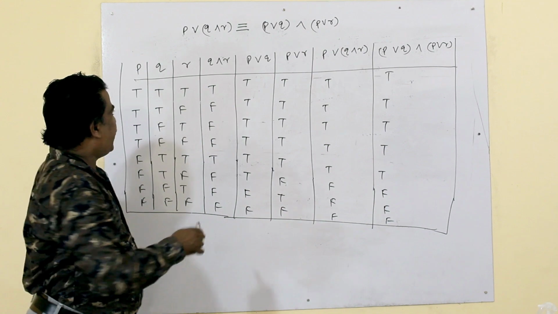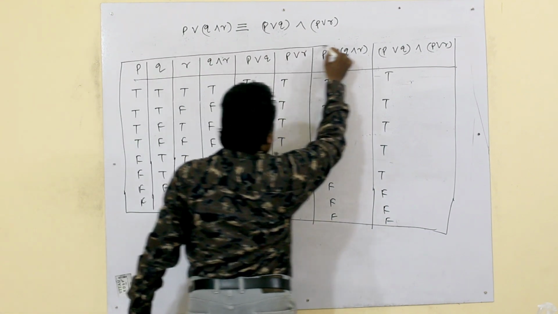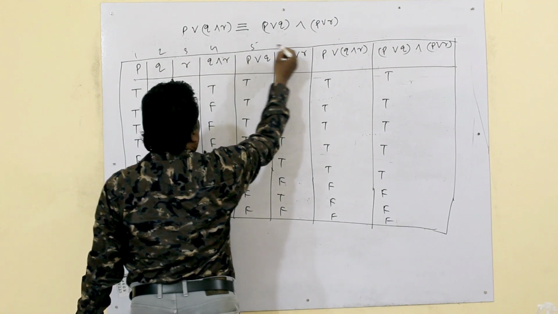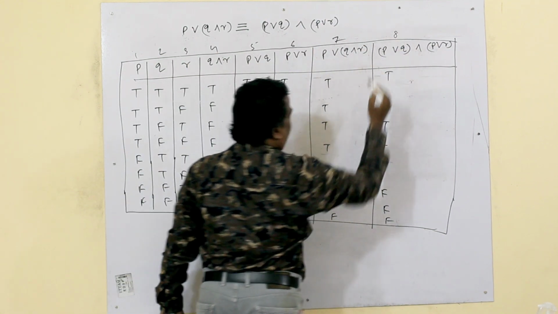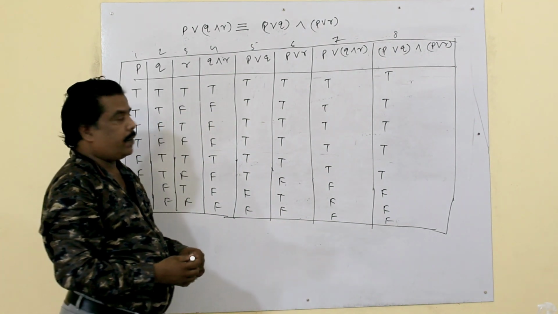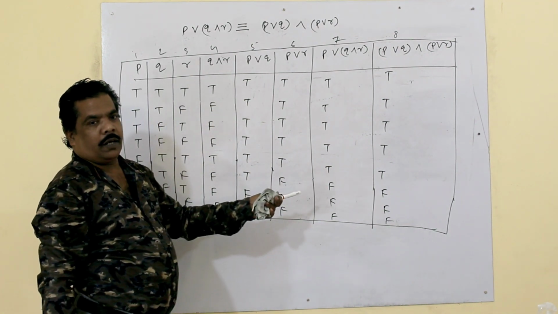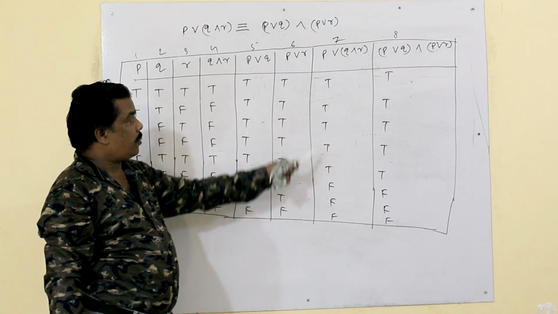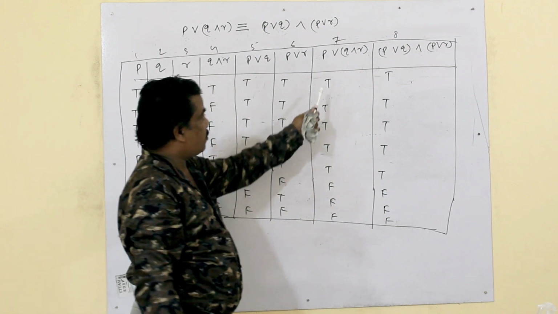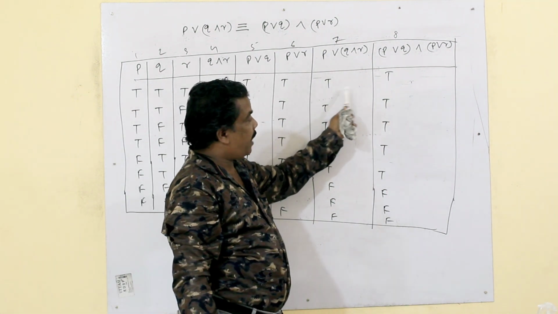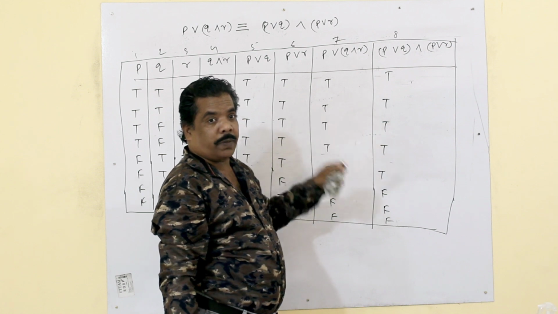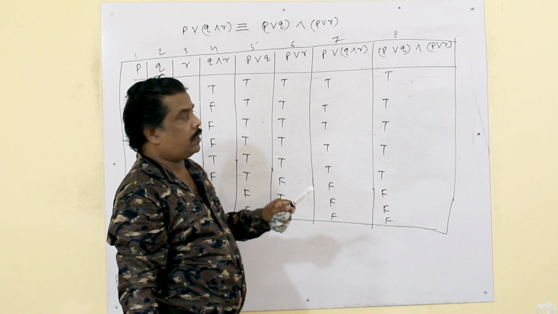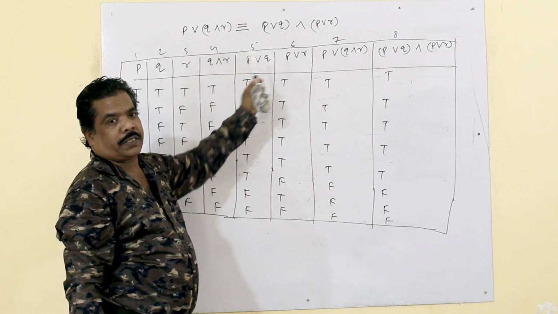Now see that column, we mark the columns, 1, 2, 3, 4, 5, 6, 7, 8. Column 6 and column 7 possess the same truth values. Column 7 and column 8 have the same, identical truth values. So both statements are logically equivalent. So this statement is equivalent to this statement.